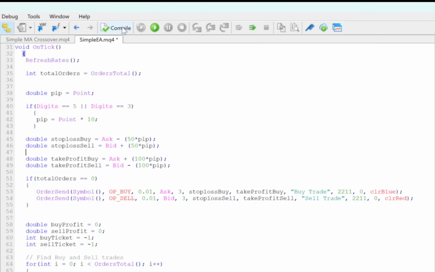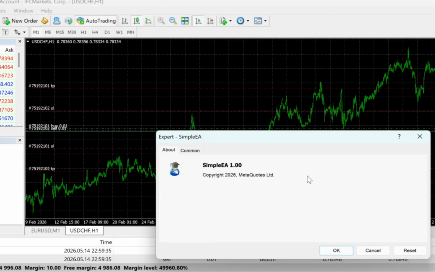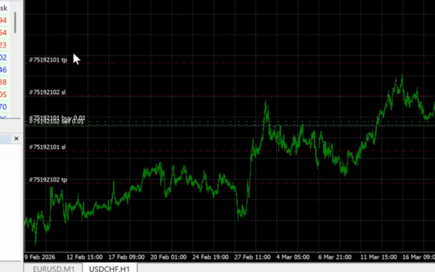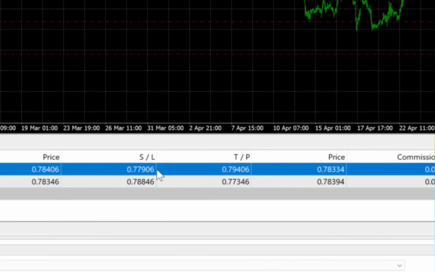Alright, let's compile this code again. Hit F5 or click on this play button. So click OK. As we can see that two trades are opened, buy and sell, and with a stop loss and take profit on both trades. And we can confirm that stop loss is applied on this trade and take profit is applied on this trade.